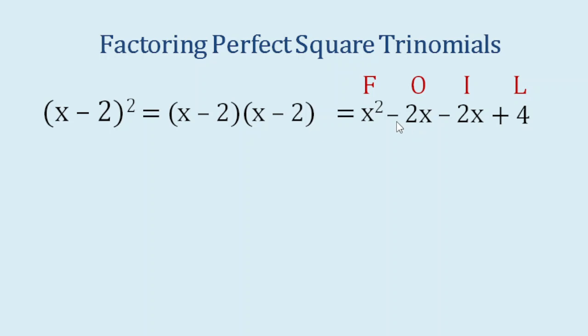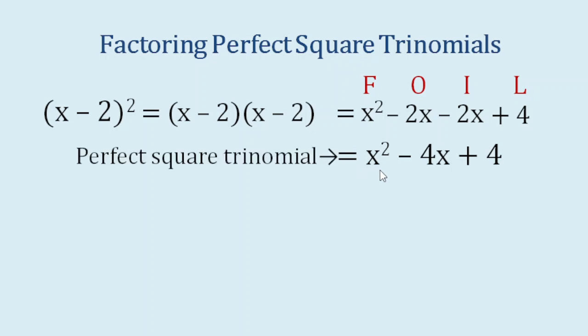Now, we can combine negative 2x and negative 2x, so we have x squared minus 4x plus 4 as our product. And this product is what we call a perfect square trinomial. So this means a perfect square trinomial comes from the square of a binomial.